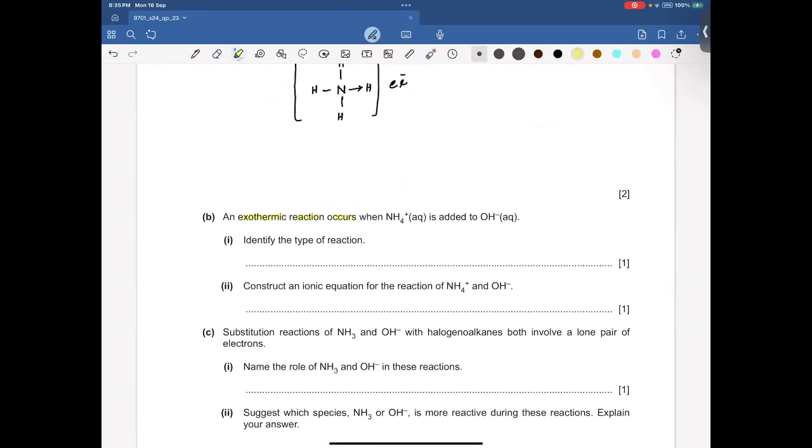An exothermic reaction occurs when ammonium ion is added to hydroxide ions. By the way, ammonium ion is a conjugate acid, and by the way, hydroxide is a conjugate base. So if both are reacting together, obviously the type of reaction is going to be an acid-base reaction.